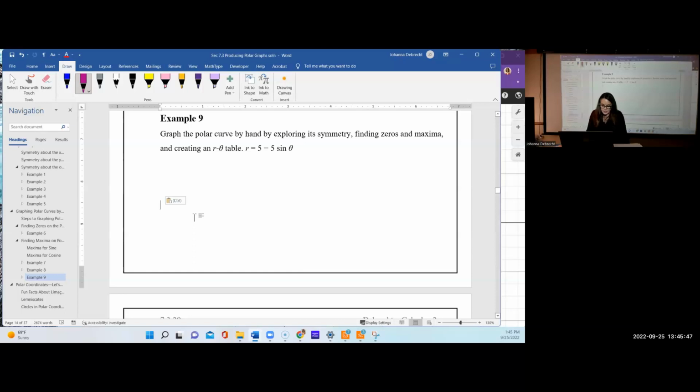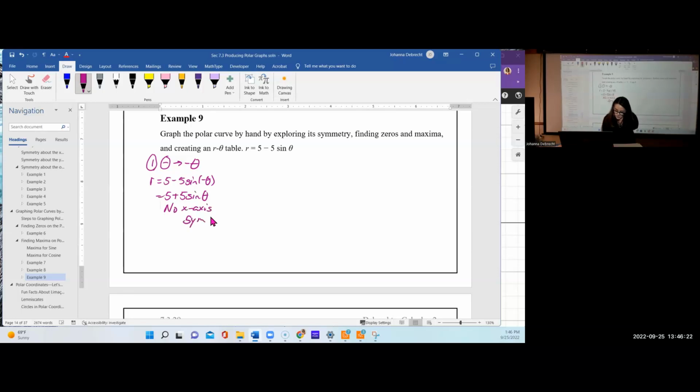Okay, so if we're exploring symmetry, remember there are 3 basic types. For x-axis symmetry, replace theta with negative theta. But sine of negative theta is negative sine of theta. So 5 minus 5 sine of negative theta becomes 5 plus 5 sine of theta, which is not the same. So we have no x-axis symmetry.